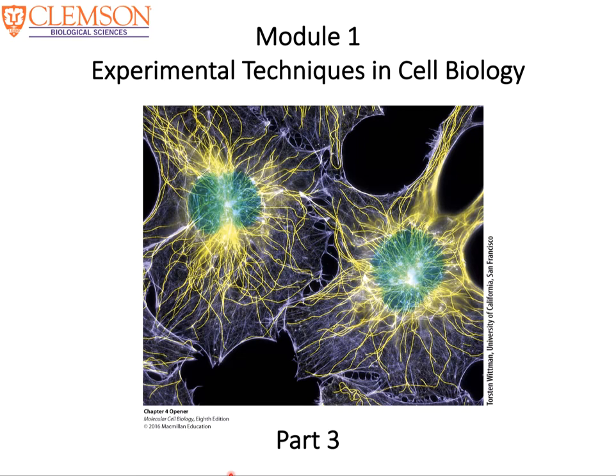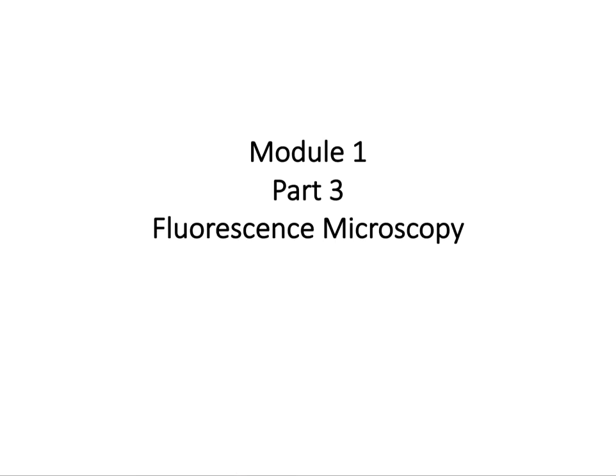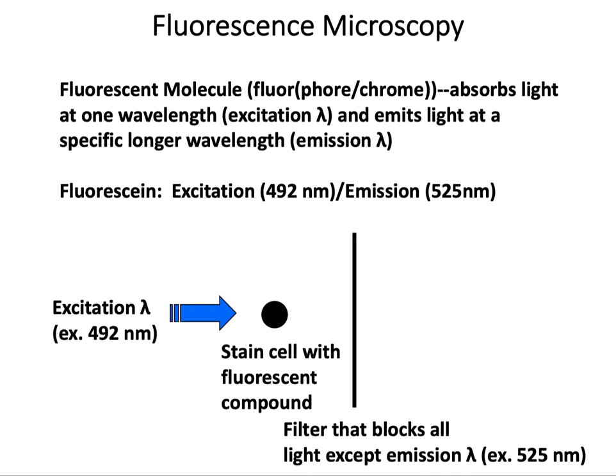Module 1, Part 3. In the last part, we ended by talking about some very common histological stains that are used to enhance visibility of intracellular structures. In this section, we are going to look at one very powerful variation on cell staining. It is used very often in cell biology and microscopy, and it is fluorescent cell staining and fluorescence microscopy.